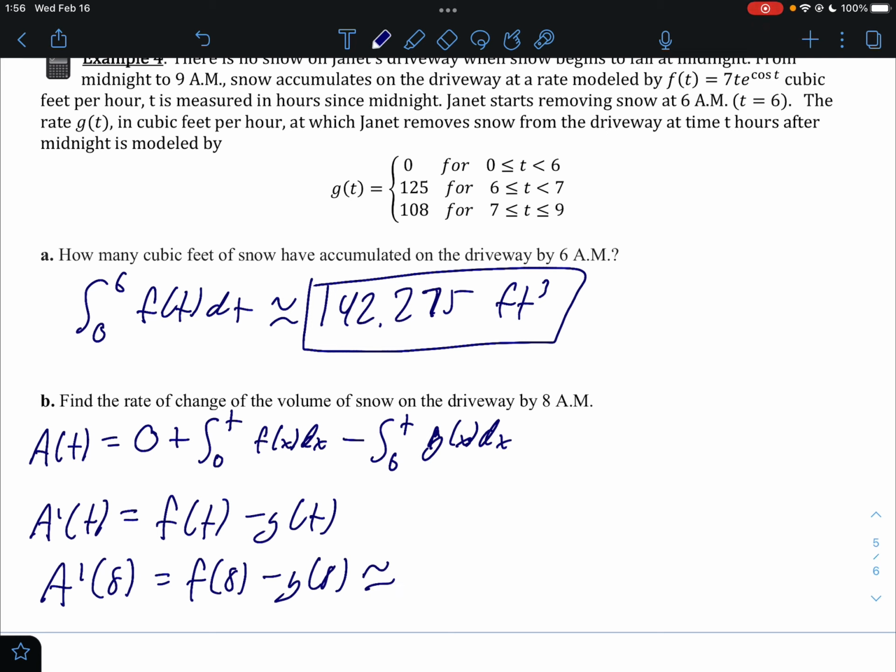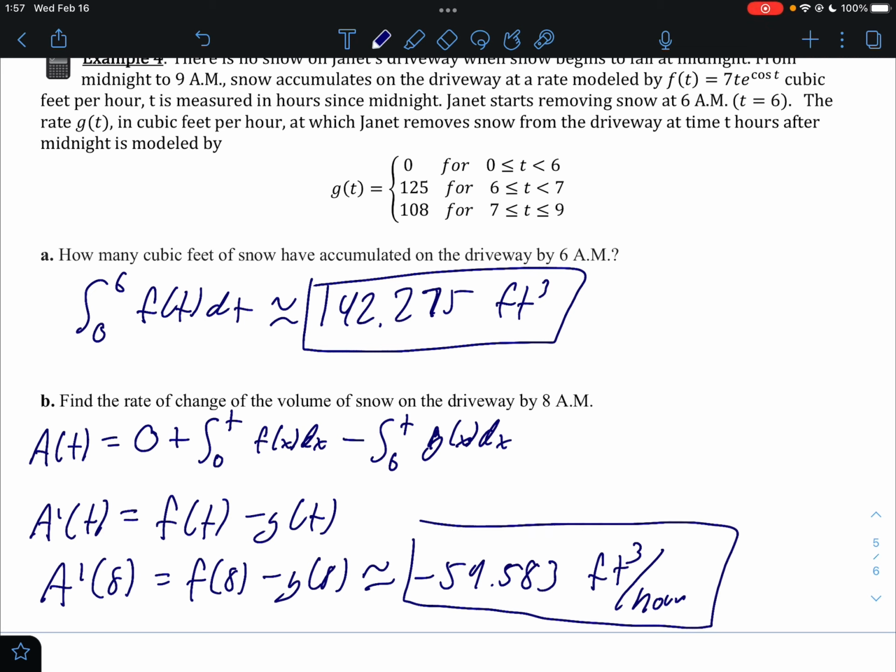Okay, we should get approximately negative 59.593. Okay, what does that mean? Not that we're asked that, but we should always consider what that means. That means she's removing 59.593 more cubic feet per hour than is falling at that time.